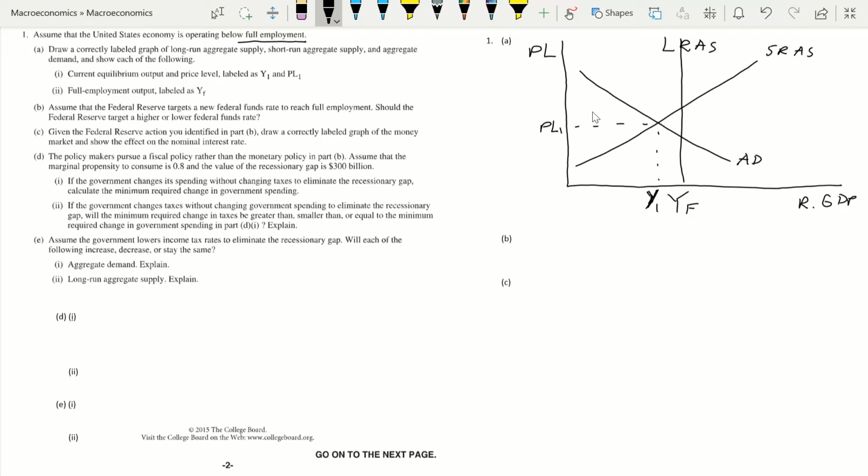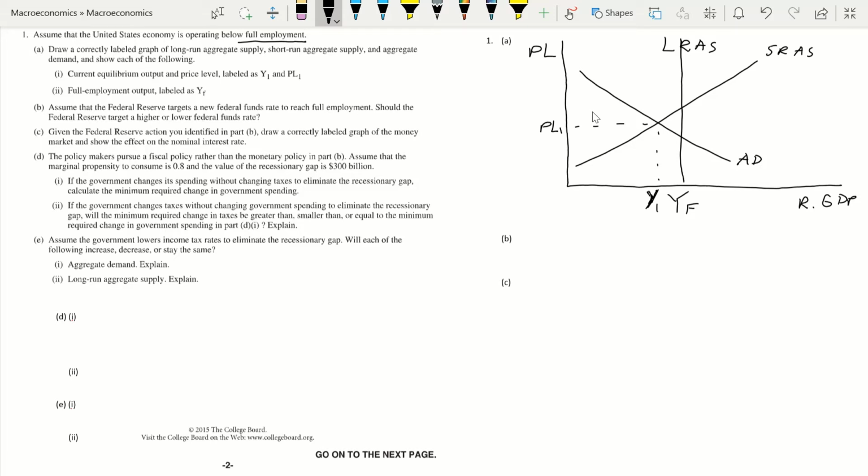All right, well, if we look at part B, now we're going to talk about solutions, right? How did we fix this recession, or at least make attempts and start to move in a better direction after this recession occurred? Well, we saw the Federal Reserve take action. So if you look at part B, we have: assume the Federal Reserve targets a new federal funds rate to reach full employment. Well, if we're targeting a new federal funds rate to reach full employment, that's called expansionary monetary policy, right? We're trying to expand the economy using monetary policy.